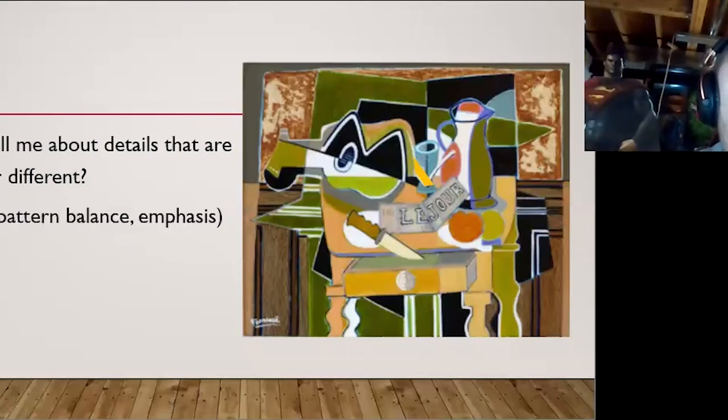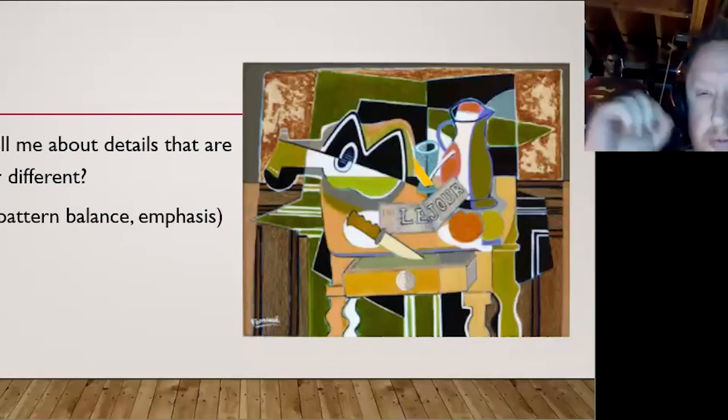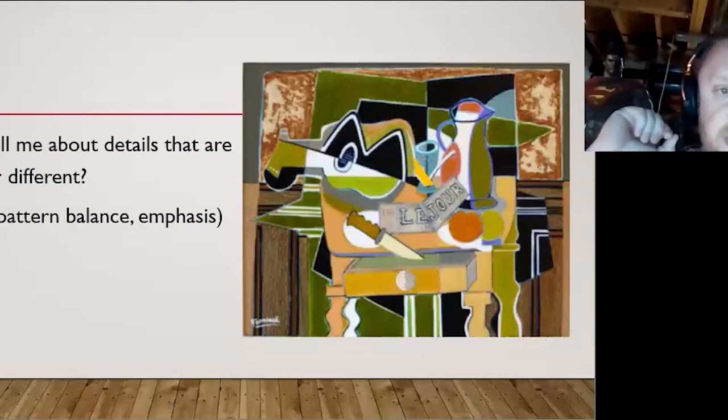Let's analyze this a little bit further. Let's start thinking about whether some of these details are the same and some of them different. We're going to focus on repetition. That means doing the same thing over and over again. Maybe there's a pattern. Balance means the same on both sides. Maybe there's some emphasis. Emphasis means a focus. Are we supposed to focus in on something in a picture?